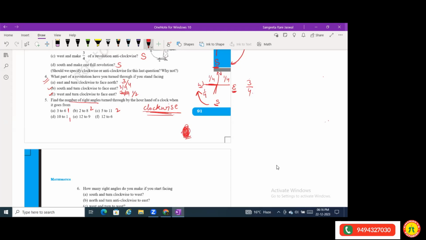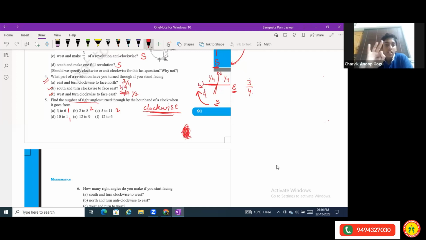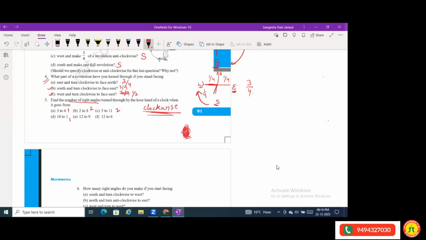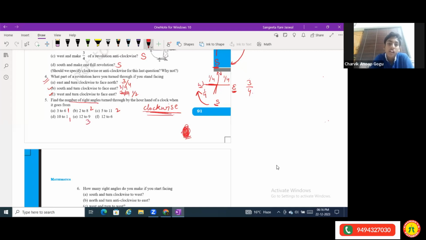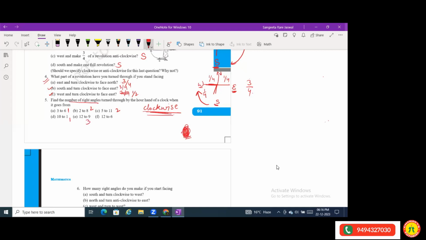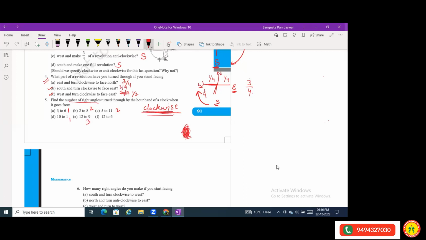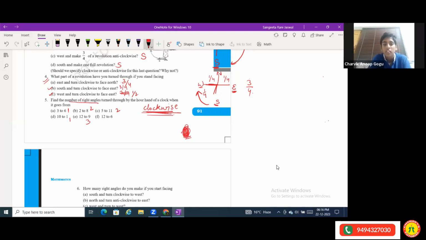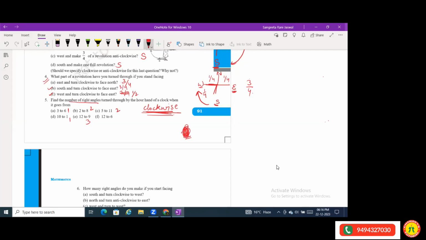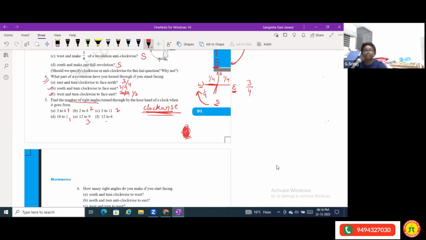Afan, you tell me this. 12 to 9, how many right angles will be covered? From 12 to 9, 1. In clockwise direction. 1, 2, 3. So 3. See, when no direction is mentioned, no clockwise or anti-clockwise, you must take it in a clockwise direction, okay? Now, tell me 12 to 6, how many right angles? Ma'am, 2 right angles. Okay, great.